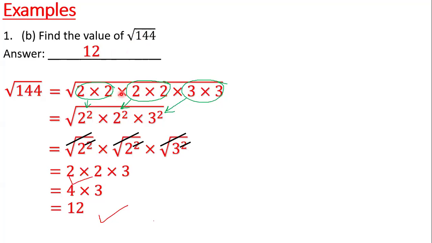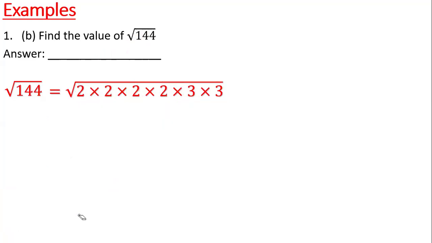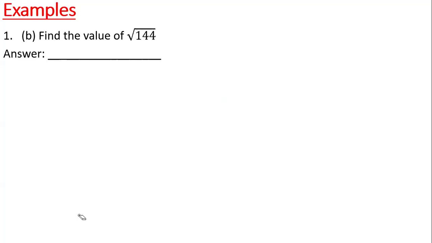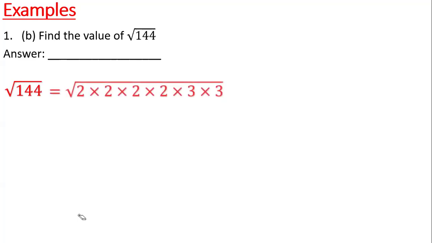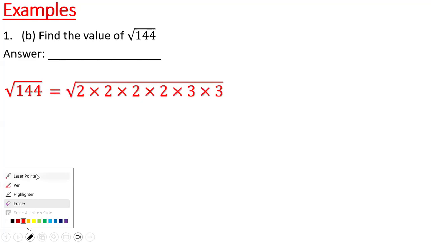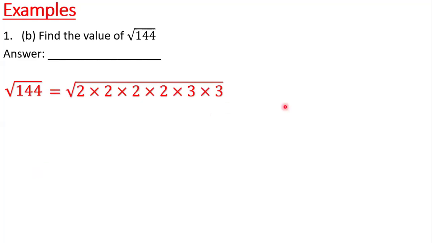All right. Let's do it again. Let me erase all this. So let's do it one more time. Based on our first question, we know that the square root of 144 is going to be equal to 2 times 2 times 2 times 2 times 3 times 3, right? Is that clear? Do you understand that part? Yes, sir. Okay.